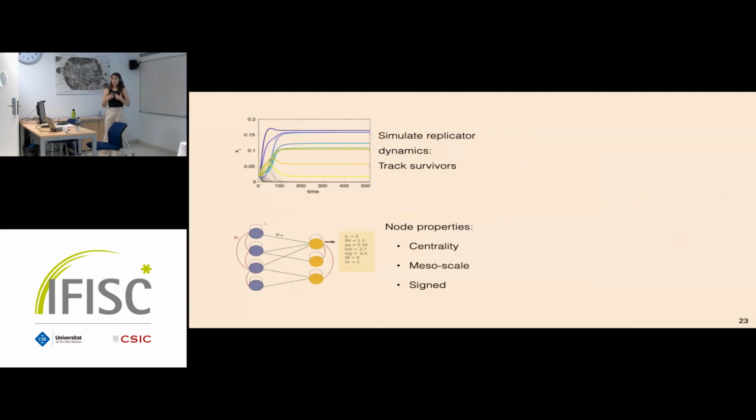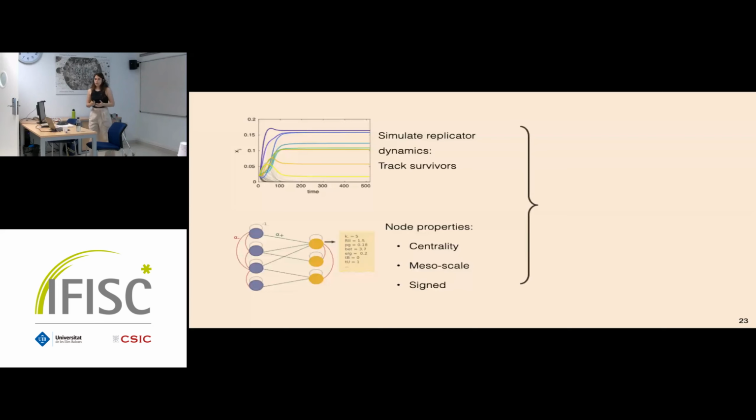And then, as we wanted to know the possible predictors of survival for each species, we made a list of some of its node properties regarding centrality, like the degree, the number of neighbors that the species has, some other mesoscale measurements like the clustering coefficient, and also some signed measures, in the sense that they take into account whether the links are positive or negative. So now with this information, we wanted to obtain which predictor better tells us the fate of a species.